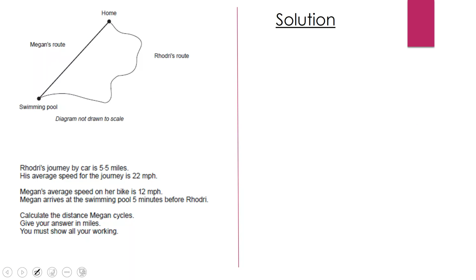So the first thing then that we note is the information we've been given for Rodri. We are being given for Rodri the distance, and we're given his average speed. So we're given distance and speed. Well, what can we actually calculate from that? Well, the only thing that we don't know is the time that he's taken. So for Rodri then, we can find the time by doing distance divided by speed. Well, in this case, distance is 5.5 miles, and he traveled at an average speed of 22 miles per hour.